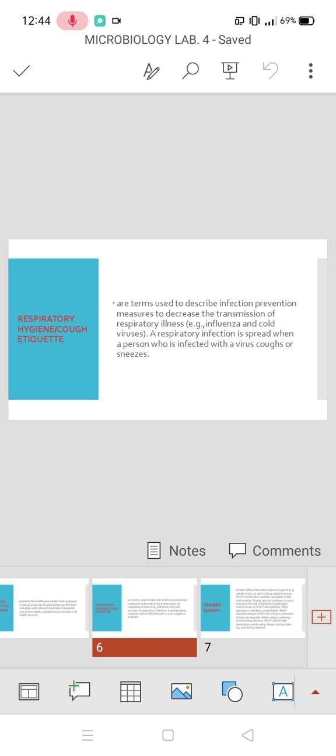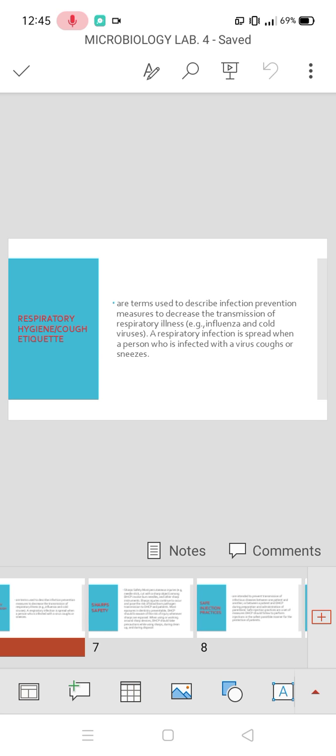Respiratory hygiene is a term used to describe infection prevention measures to decrease the transmission of respiratory illness. A respiratory infection is spread when a person who is infected with a virus coughs or sneezes.